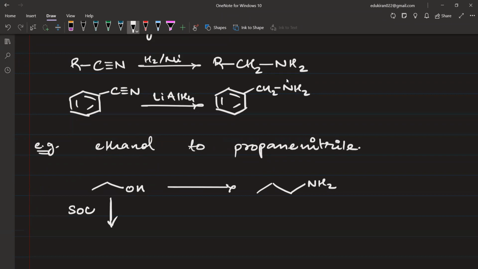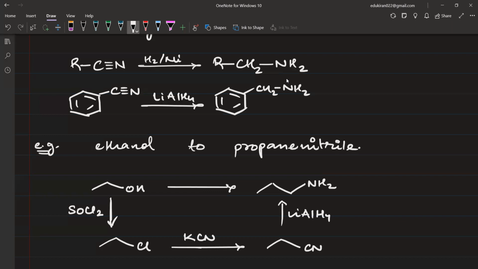First of all, you do SOCl2 thionyl chloride, you will get 2 carbon atoms and Cl. Then you react this with KCN, you will get 3 carbon atoms, but the third carbon atom is nitrile. And it is very easy to go from nitrile to NH2, just you can use LiAlH4. You have gone from nitrile to amine. Okay, so this is also having 1, 2, 3 carbon atoms. Please write this down.